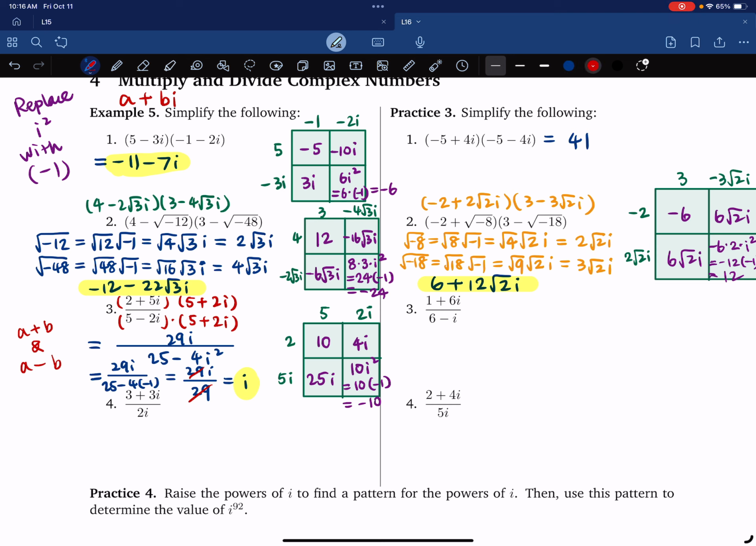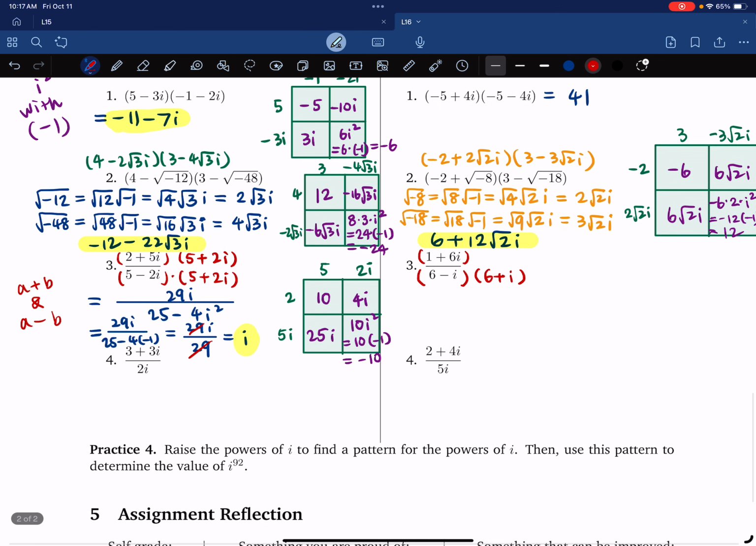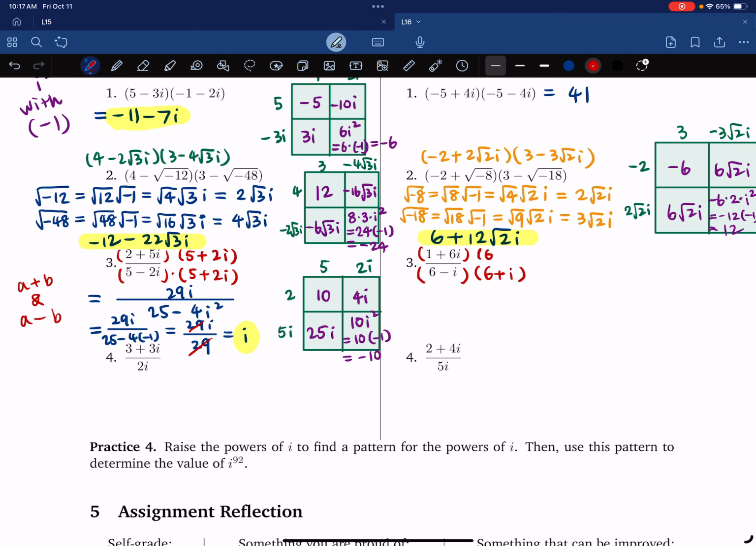Okay, so for this one, I just want to guide you at the beginning, but you're going to finish the rest. So the conjugate you're going to multiply will be 6 plus i, because the original denominator is 6 minus i. You just do the conjugate of that. And then you will multiply both the top and bottom by 6 plus i. Once you do that and simplify, going through the same process that we did earlier, you should get i as well. So that's the final answer.